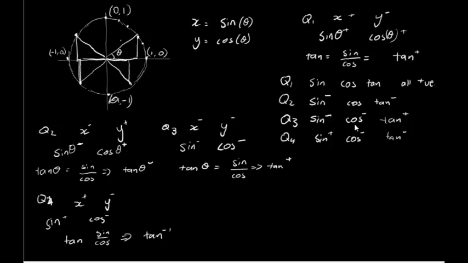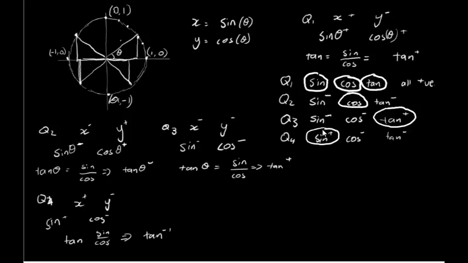And so what we can do now is look at all the positive values. For the first one, we found that sine, cos, and tan are all positive. For Q2, only sine was positive there. Q3, only tan was positive. And for Q4, only cos was positive.